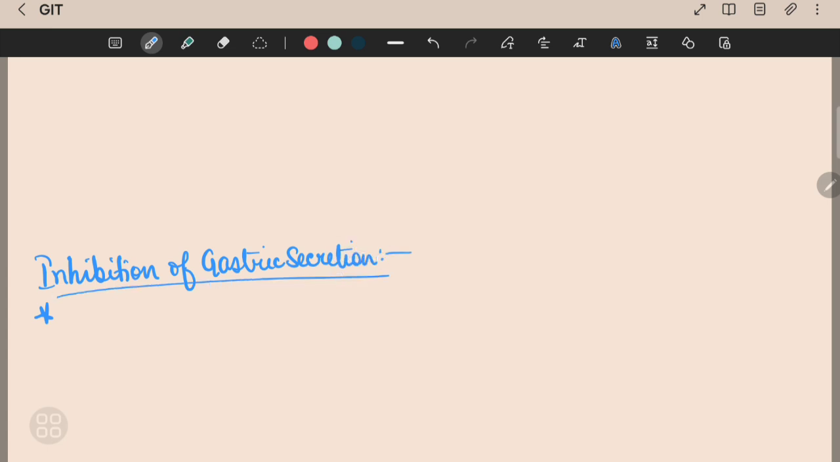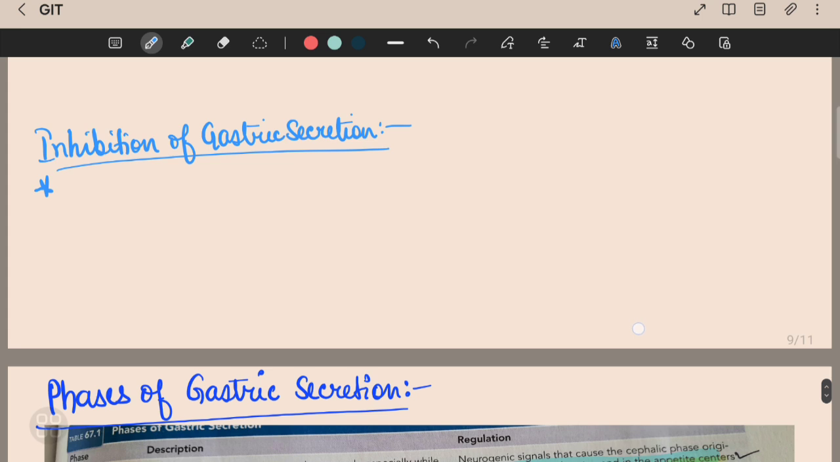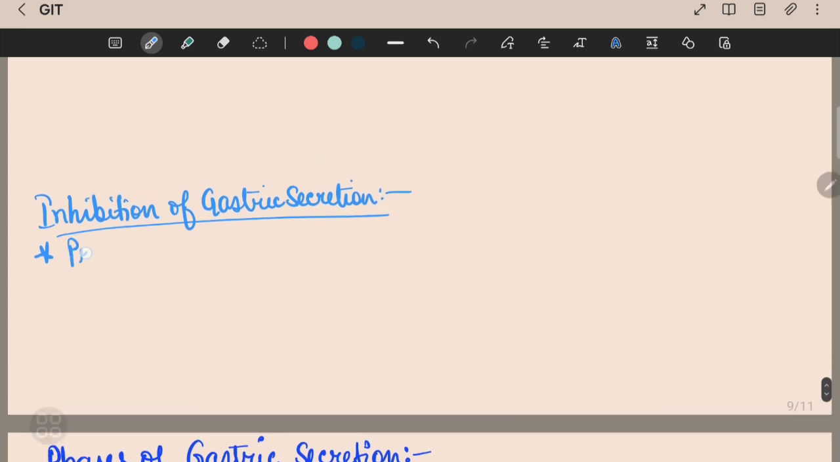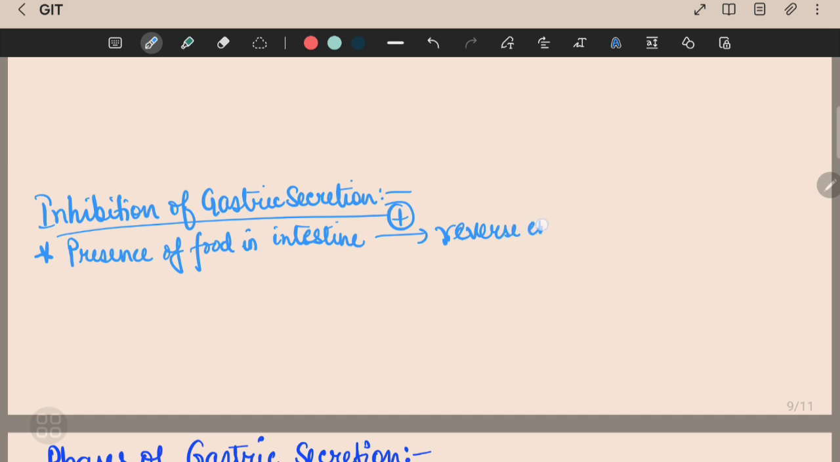I'm writing over here. What will happen? Inhibition of gastric secretion. How will it be inhibited? We had discussed the stimulating factors: acetylcholine, gastrin and histamine. Now talking about the inhibiting factors, very commonly, whenever there is the presence of food in the intestine, this will initiate a reverse enterogastric reflex.